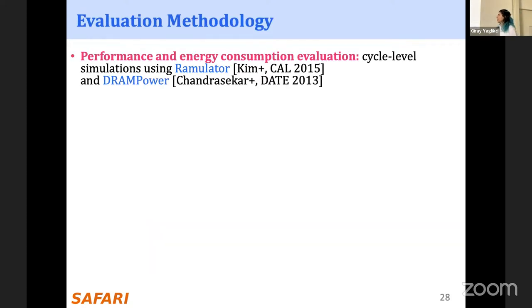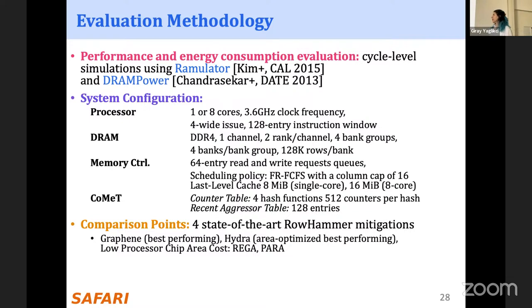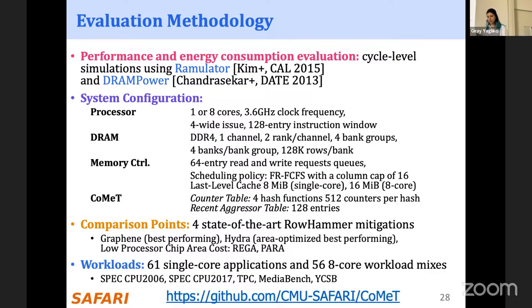So we evaluate performance and energy consumption with cycle-level simulations using Ramulator and DRAMPower. These are the system configurations that we use, and CoMeT's configurations are listed over there. We compare CoMeT against four state-of-the-art RowHammer mitigations across many single-core and multi-core workloads. And you can access all of that from this link.